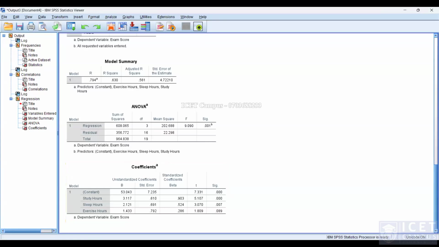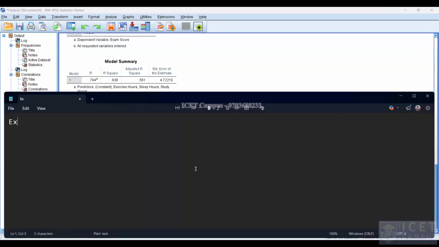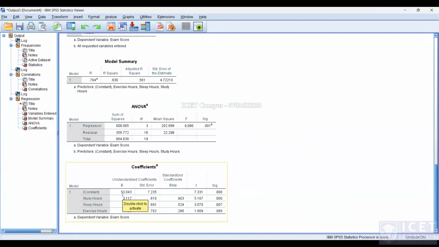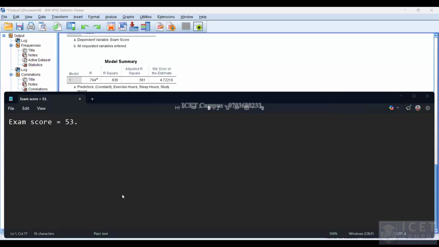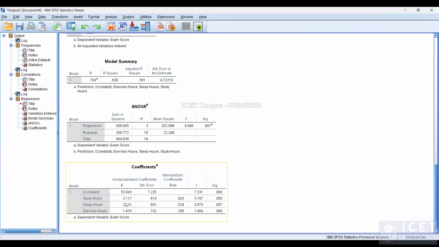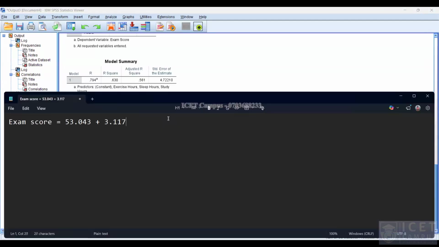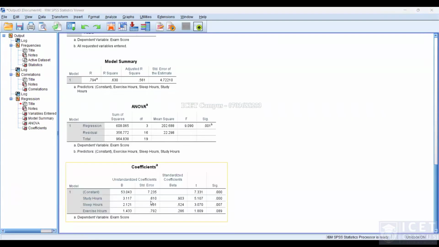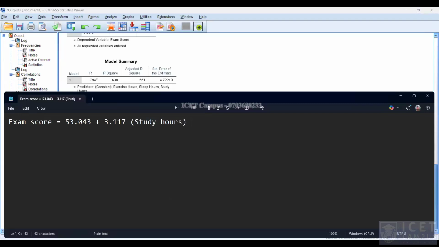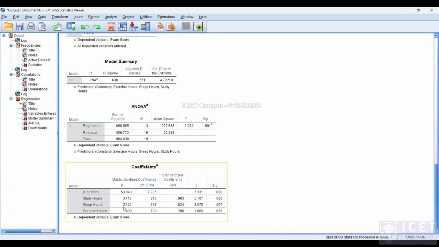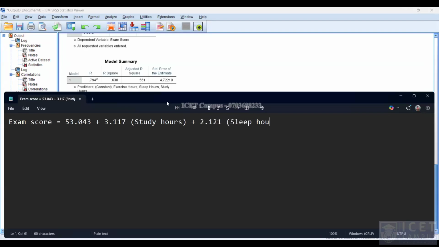Our dependent variable is exam score. So we can write exam score equals the constant 53.043 plus 3.117 study hours, plus the other gradient 2.121 sleep hours, plus the other variable, exercise, 1.433 exercise hours.